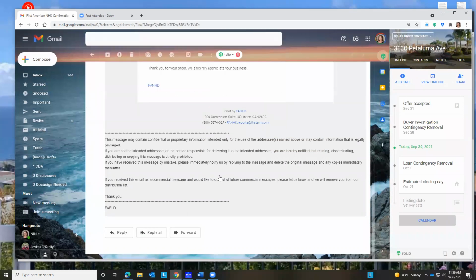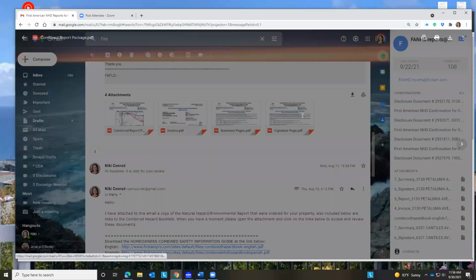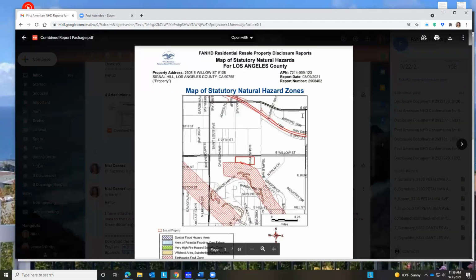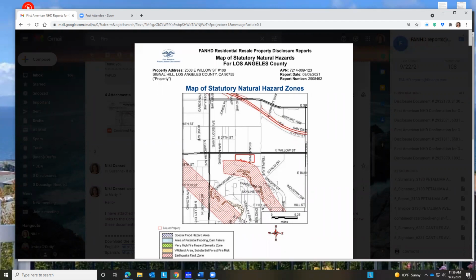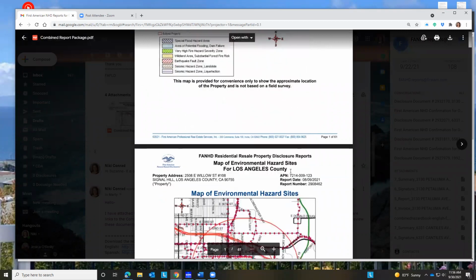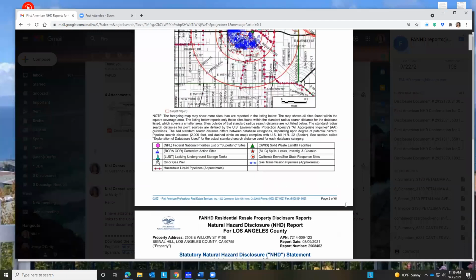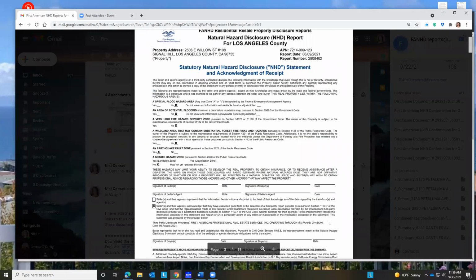Okay, this right here is the natural hazard report, including environmental. We at Coldwell Banker Coastal Alliance want environmental on all NHD reports. Most of them have maps, some of them don't. This is the most important page. It's the NHD signature page.